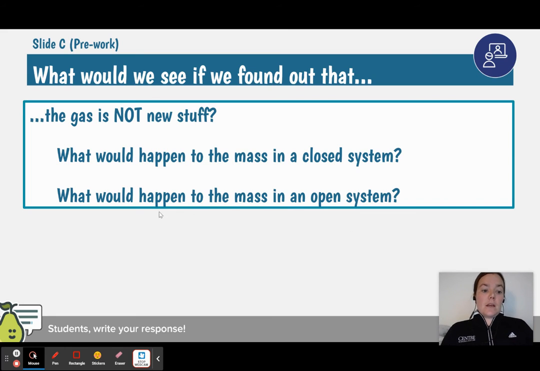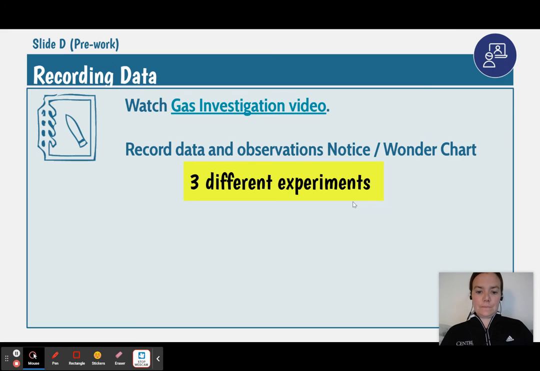If it was not new stuff and it was in an open system, however, that gas would be able to be released. And so that means that the mass of our reaction, of our water and our bath bomb and the products there, would have to decrease because the gas would release and we wouldn't have that gas there.